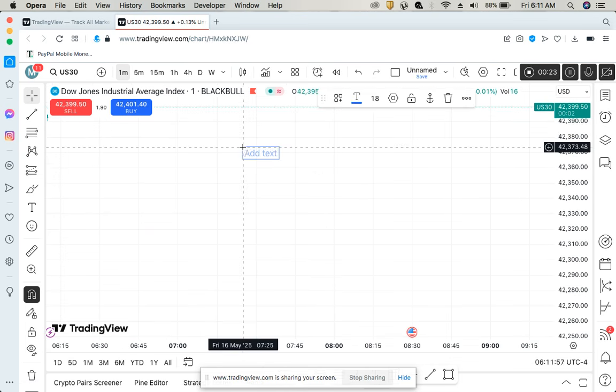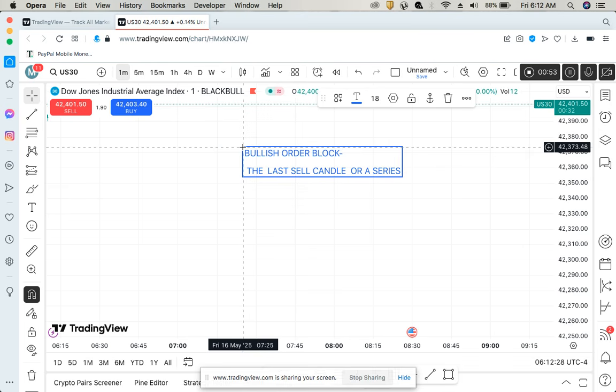There are two types of order block: bullish order block, which is the last sell candle or a series of sell candles before an aggressive buy. Okay, that's what a bullish order block is.